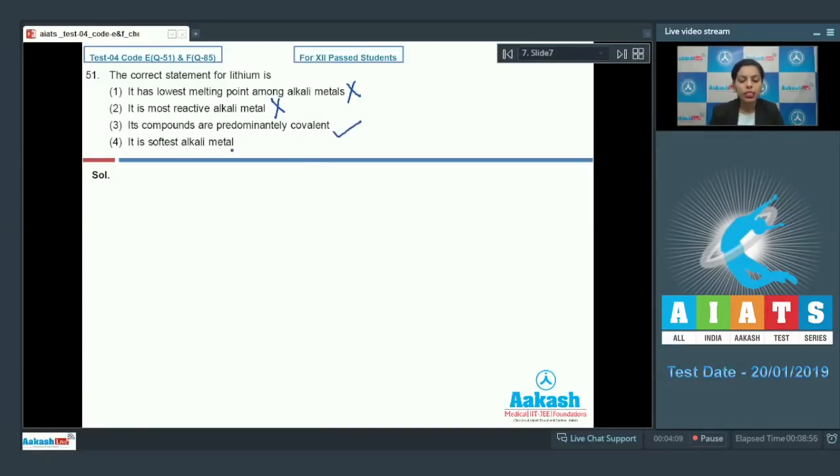Further, it is softest alkali metal. No, it is the hardest one. That's why it's also wrong. So the correct option is only given in option 3. That's why the correct answer is this.